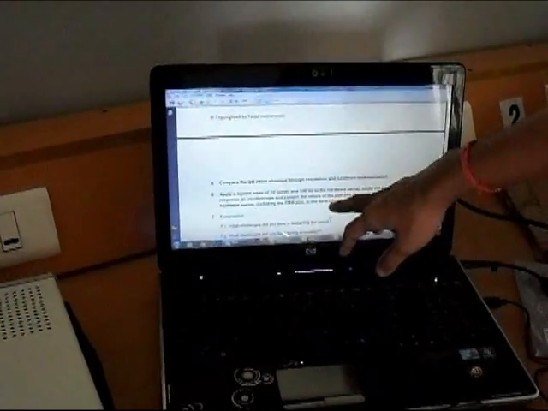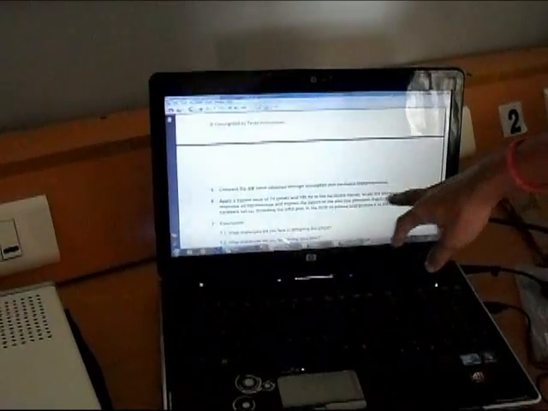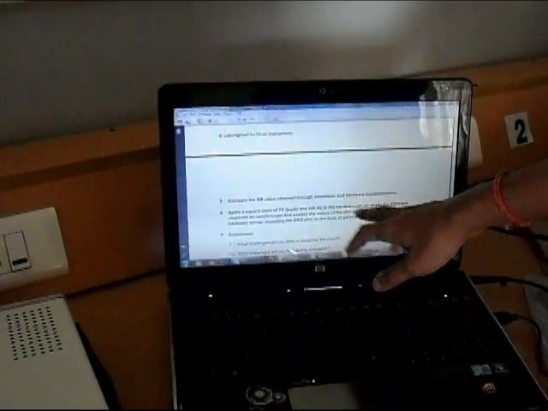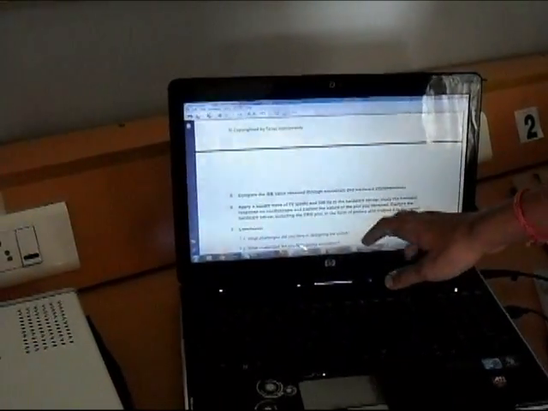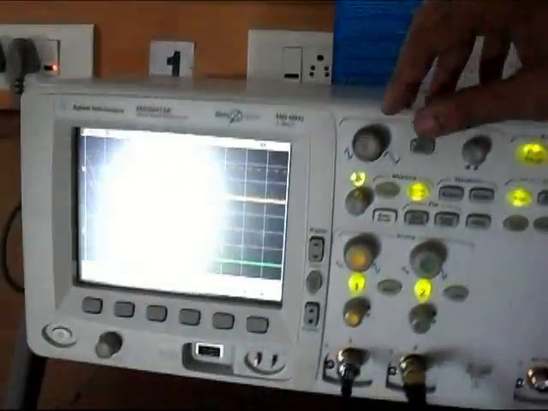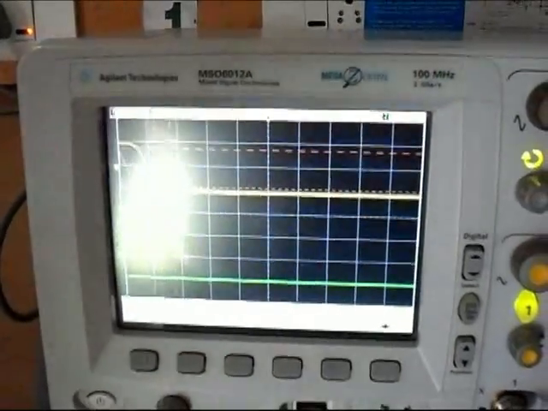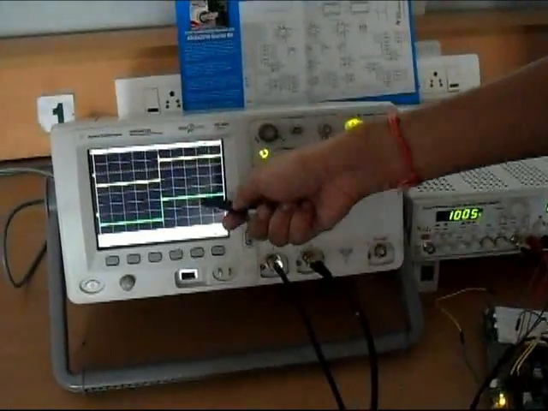In phase 1A, we got another question, which is to study the transient response on an oscilloscope. We couldn't study this transient response on a normal oscilloscope, so we went for an MSO, which is a mixed signal oscilloscope. Here you can study the transient response of a square wave. This is the output and this is the input.